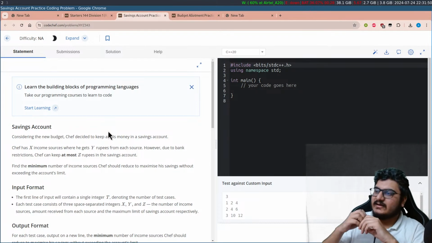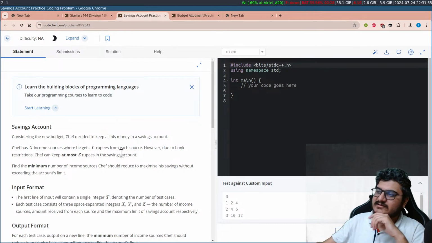Savings account. Considering the new budget, SAF decides to keep all his money in a savings account. SAF has X income sources where he gets Y rupees from each source. However, due to bank restrictions, SAF can keep at most Z rupees in savings bank. What is the minimum number of income sources SAF should reduce to maximize saving without exceeding account limit?